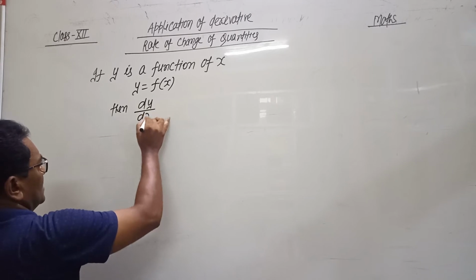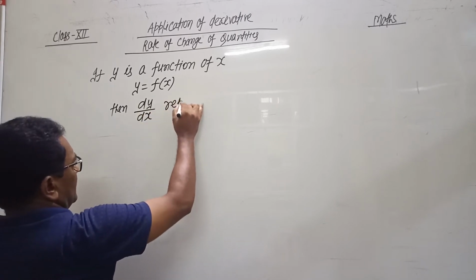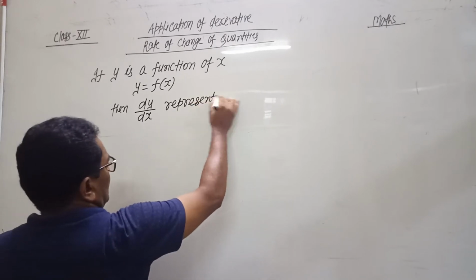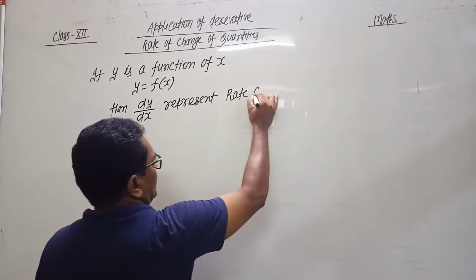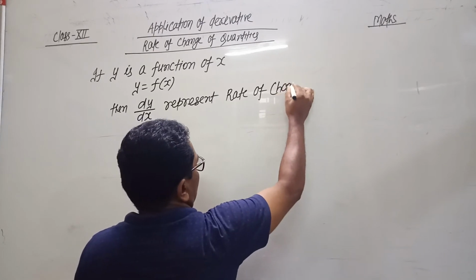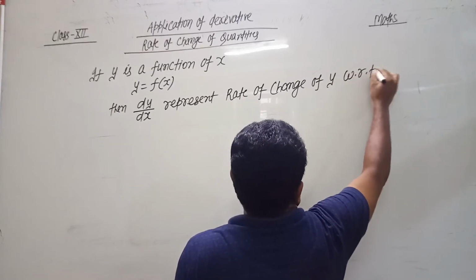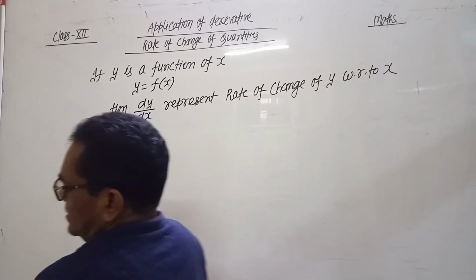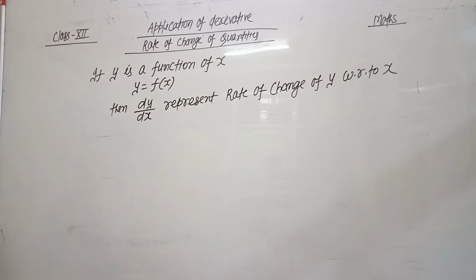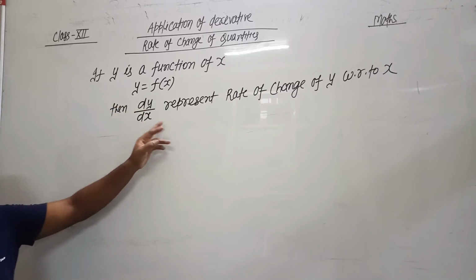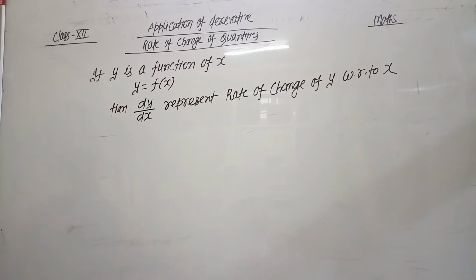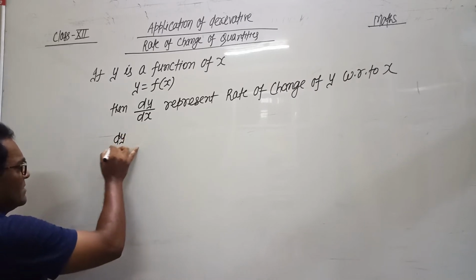If y is a function of x, इसका मतलब y equals to f(x), then dy by dx represents rate of change of y with respect to x. So if y is a function of x, it means y equals to f(x), then dy by dx represents rate of change of y with respect to x, and dy by dx at a given point.